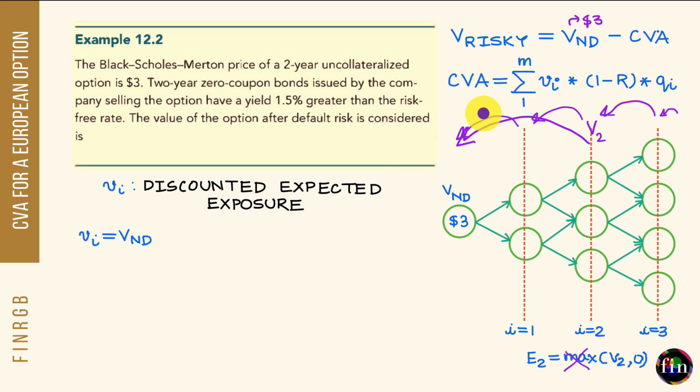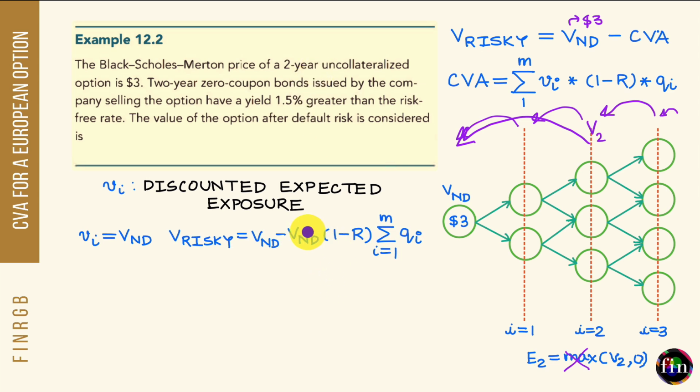And therefore, for this situation, my V risky becomes equal to my VND minus my CVA, which simplifies as VND times 1 minus R. Okay, these guys have been taken out of the summation. This times the sum of the marginal probabilities of default for all the different time slices. Okay, this sum is nothing but the total unconditional probability of default of my counterparty during this period of 2 years.